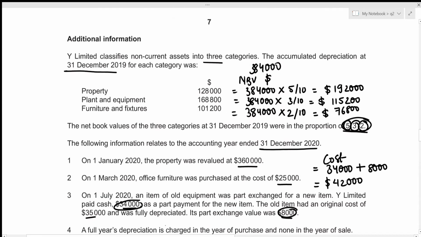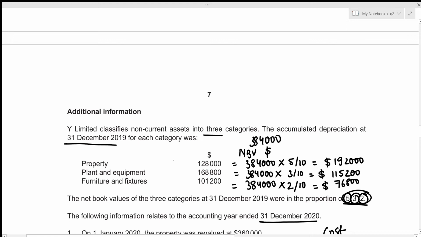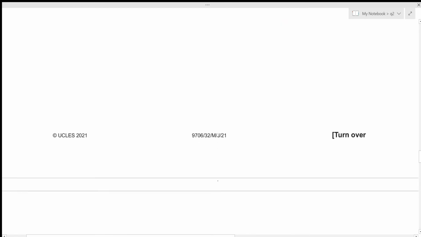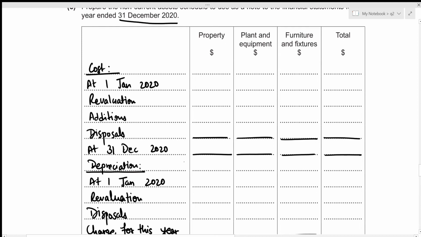Let's have a look above. So the very first thing that we were given is the accumulated depreciation at 31st December 2019, which is basically the opening date of 1st January 2020, right? So we need to write down these 3 values as our opening for the depreciation section. So that's 128,000, 168,800, and 101,200. Let's write it down. So for property, it was 128,000. For plant and equipment, it was 168,800. And for furniture and fixtures, it was 101,200.